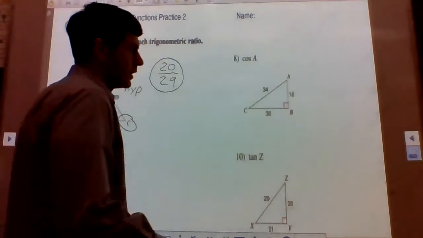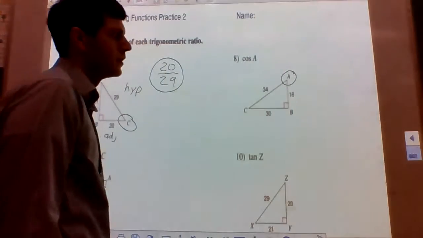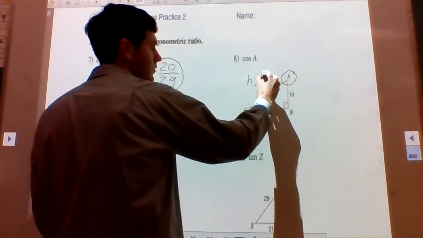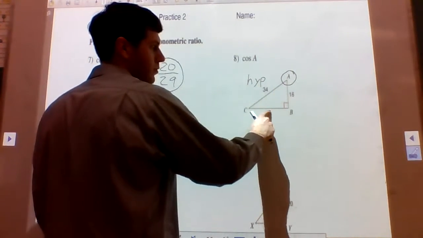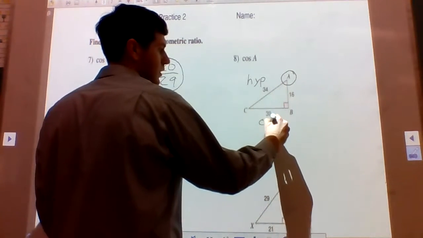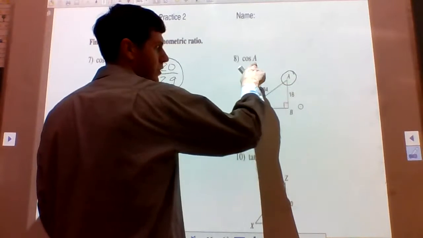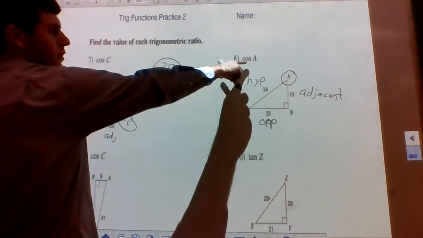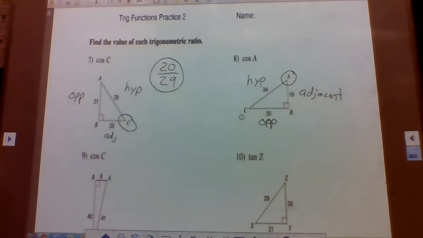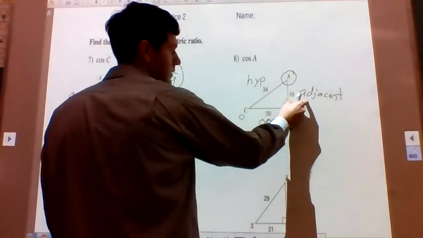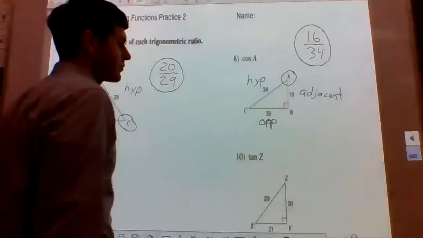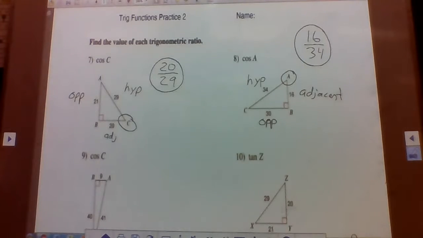Okay, number 8 here, it wants the cosine of A, so I'm looking at angle A. I want to label my diagram, label my triangle, so the hypotenuse is across from the right angle. The opposite leg is across from the angle we're looking at. So our opposite is 30, and adjacent meaning next to, so the leg that's next to the angle is the adjacent leg. Okay, we're dealing with cosine. So the cosine of the angle is going to be equal to the adjacent leg over the hypotenuse. So the adjacent leg is 16. Hypotenuse is 34. The next one, let me scroll up so we see it entirely.